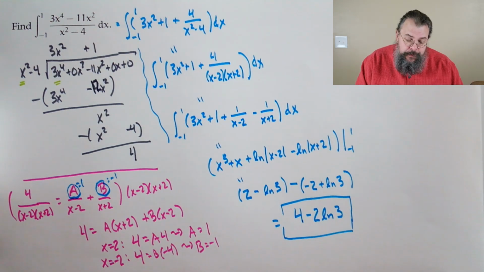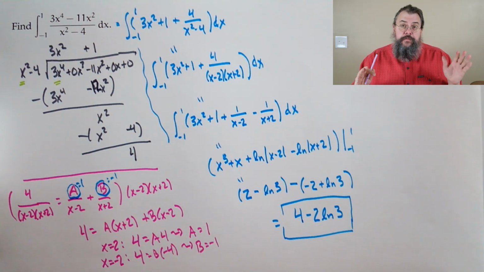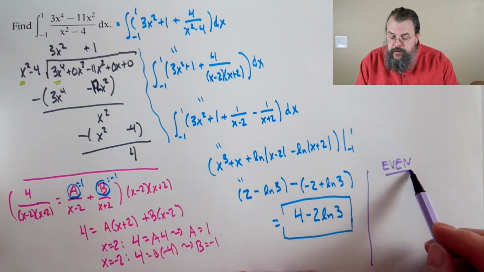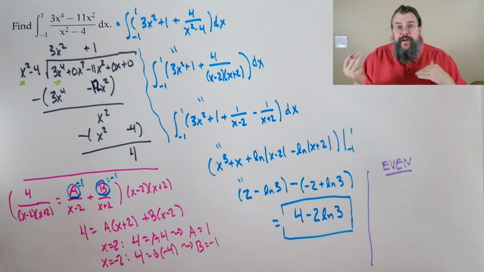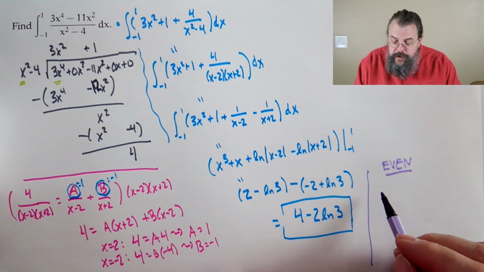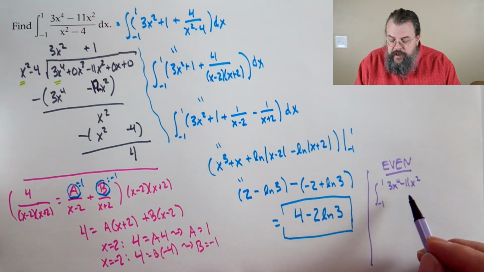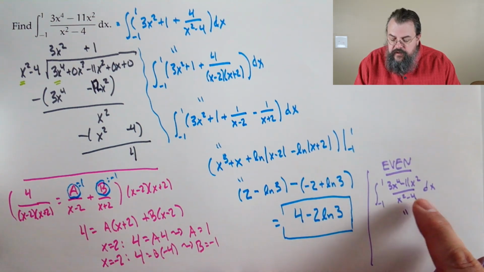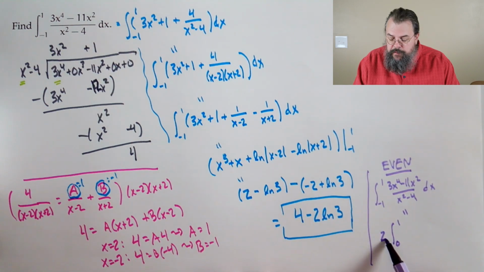Now, on a side note, if we had been a little bit more savvy, we could have done one small thing at the beginning. We didn't need to, but we could have. This is an even function, which means the function we have at the beginning, if you plugged in positive x or negative x, it's still the same thing. So we could have said, look, instead of going from negative 1 to 1 of this expression, 3x to the fourth minus 11x squared divided by x squared minus 4, because it's the same for both positive and negative, I can just go from 0 to 1 and double the answer. And we could have done that.